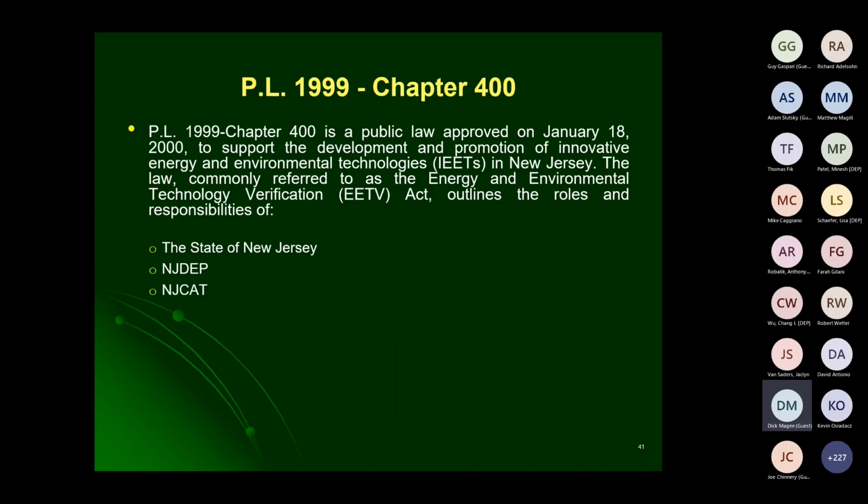Next slide. PL 1999, Chapter 400 is a public law that was passed on January 18, 2000. As we said, it supports development and promotion of innovative energy and environmental technologies. The law is commonly referred to as the Energy and Environmental Technology Verification Act. It basically outlines the roles and responsibilities of the State of New Jersey, NJDEP, and NJCAT. Next slide.